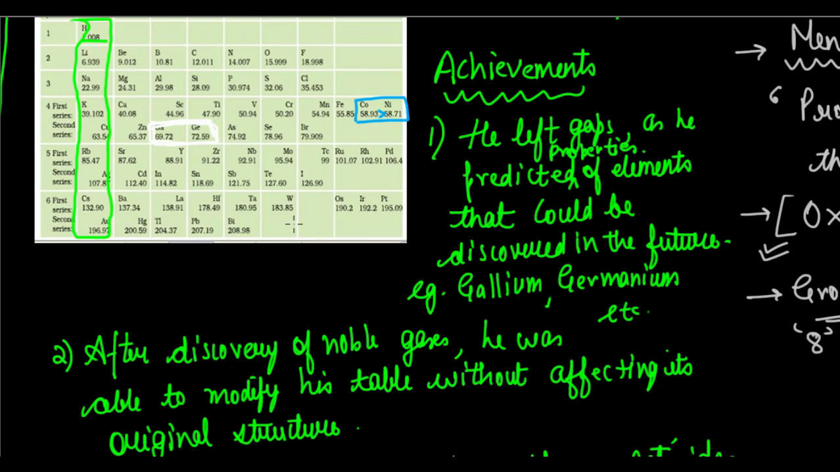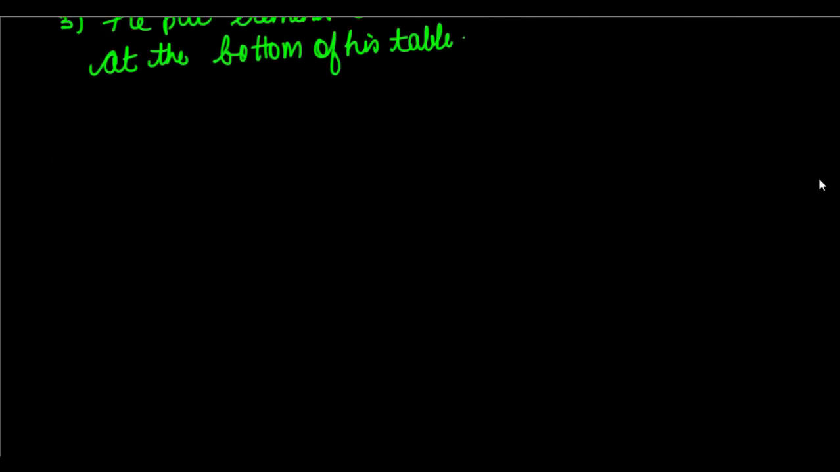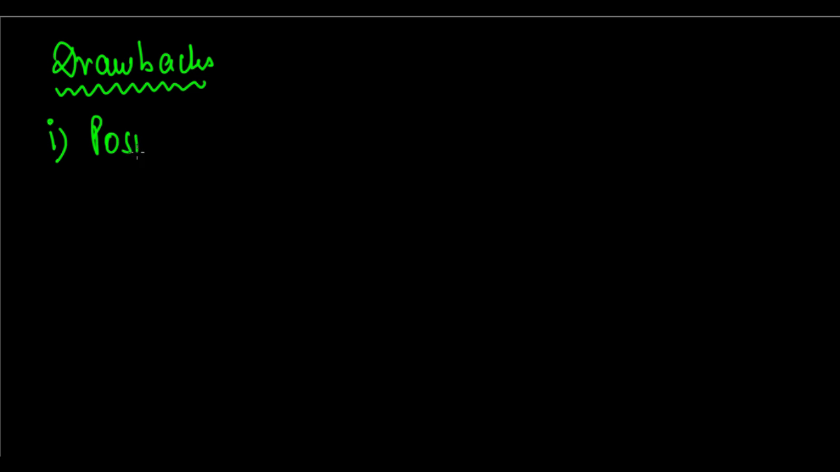Okay, now once we are done with the sweet stuff, we need to go to the bitter stuff, and now we come to the drawbacks of this table. The first drawback, which is still a problem in the modern periodic table also, is the position of hydrogen.